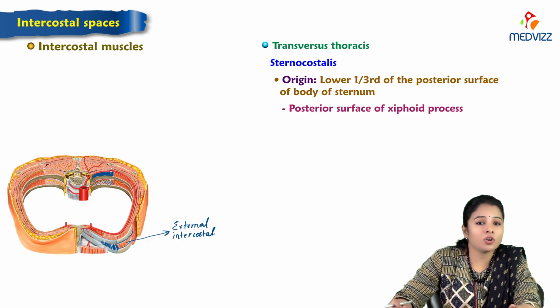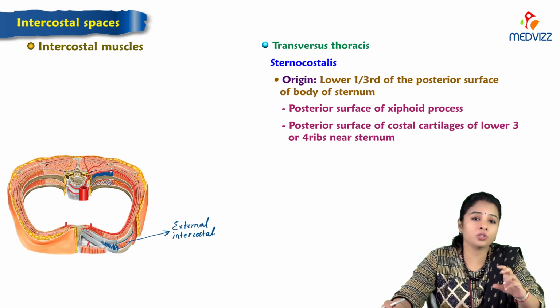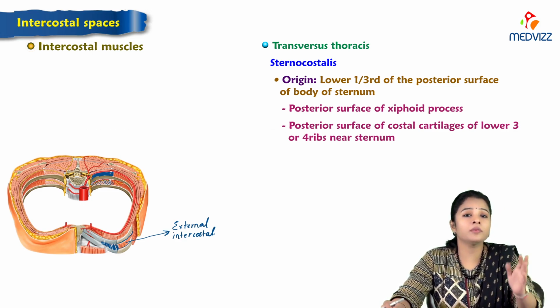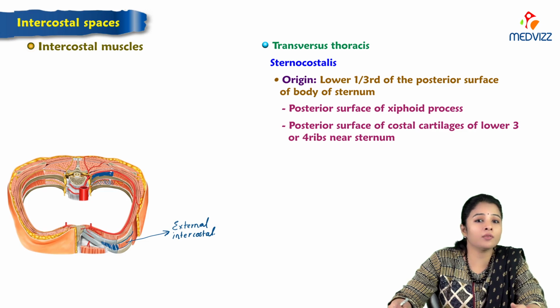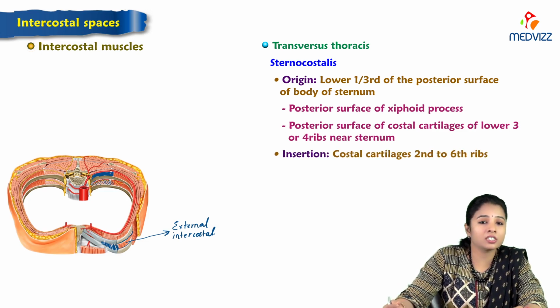It also gets origin from the posterior surface of the costal cartilages of the lower 3 or 4 ribs. So the lower 3 or 4 ribs, together with the sternum on the posterior surface, give origin near the sternum. And let's see its insertion. It gets inserted to the costal cartilages of the 2nd to 6th ribs.